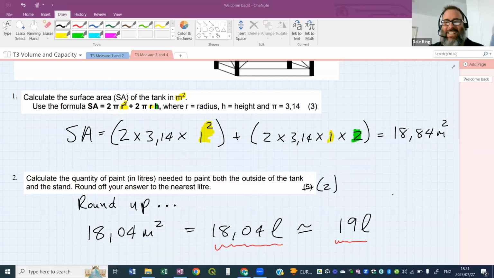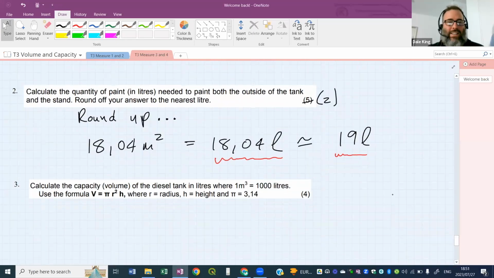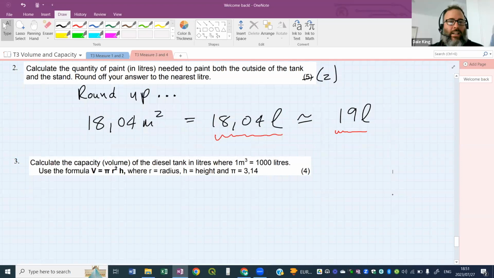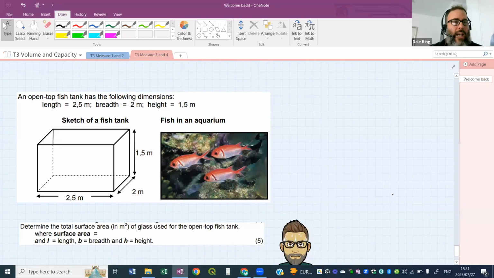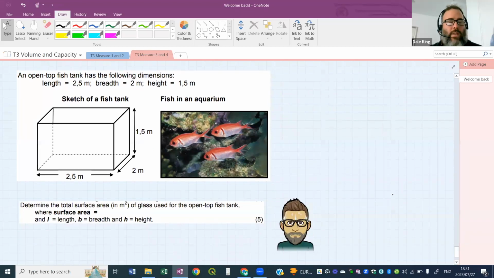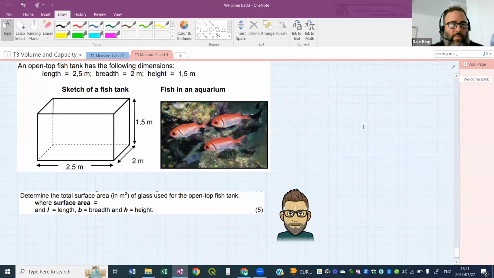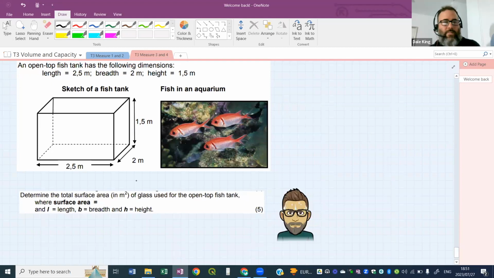All right. Let's go down to the last one. I'm going to skip that one. I want to come down to this question. Here we go. An open top fish tank has the following dimensions. There they are, written in the question and on the diagram. By the way, look what they put here, a picture of some fish. They say, guys, did you know that fish belong in an aquarium? Anyway, here comes the question. Determine the total surface area in meters squared of glass used for the tank.